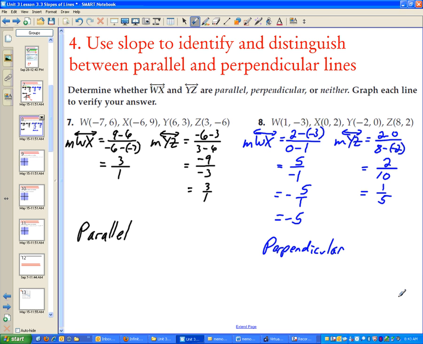Anybody get what I got for number 8? Okay. Questions? You've done all this before? Have you done the problems like these where you have to find the slope of both and see if they're parallel or perpendicular? Excellent.